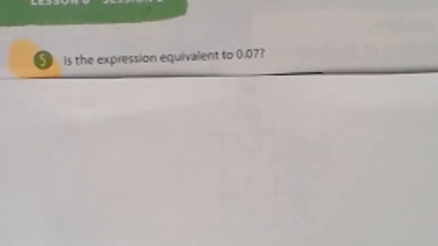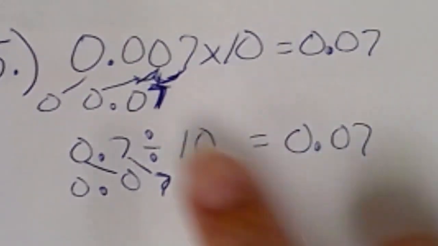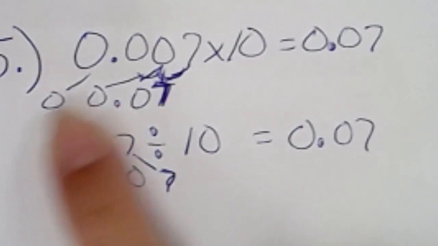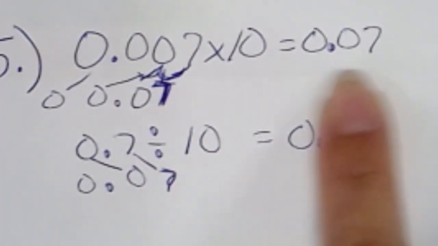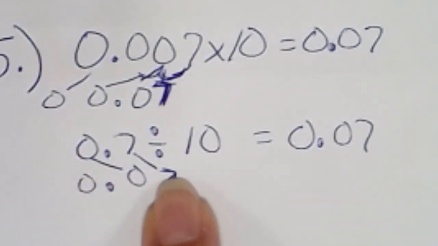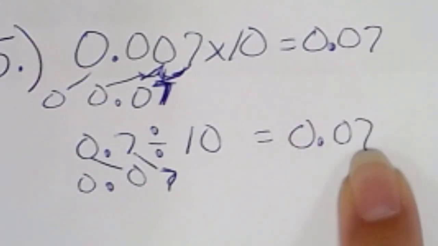The next problem we're going to go over is number 5 on page 128. Number 5 on 128 wanted to know which expressions were equivalent to 700ths. So you should have worked out all of the expressions. So the first two were 7 thousandths times 10. All the digits move left one place and you get 700ths. 7 tenths divided by 10. All the digits move right one place and you get 700ths. So both of those were equivalent to 700ths.